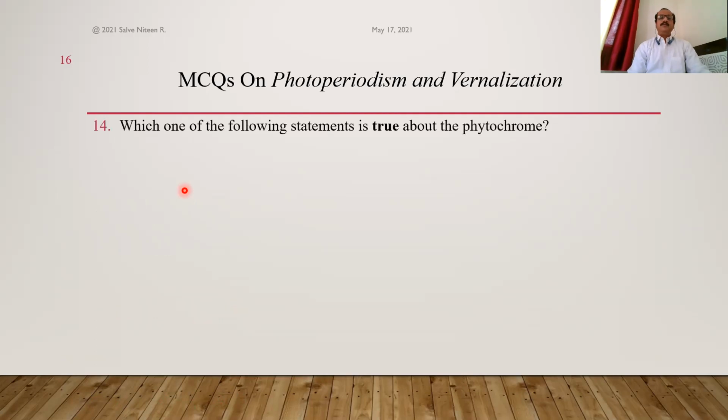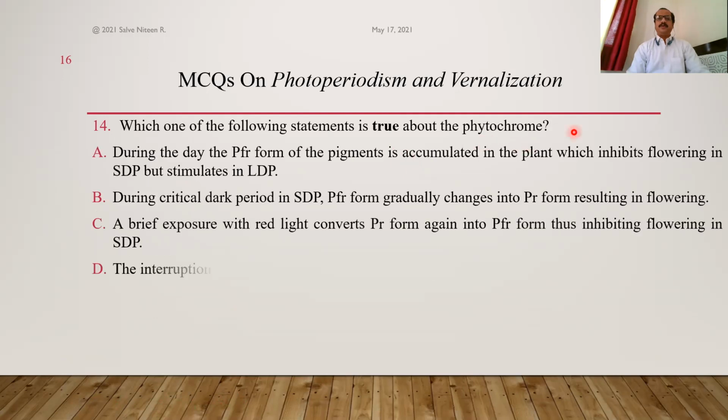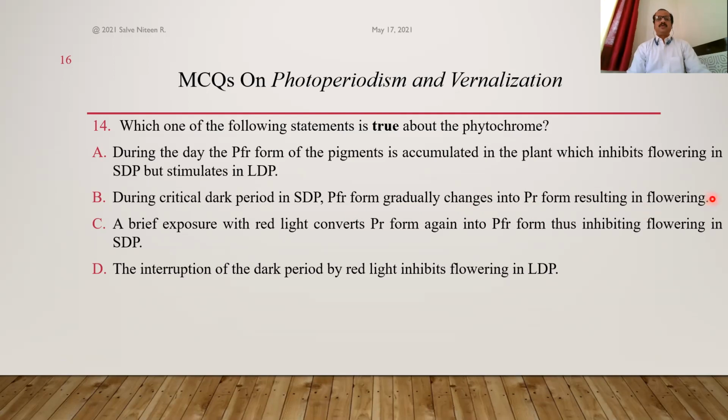Which one of the following statements is true about the phytochrome? You have studied what happens during daytime. The phytochrome far red form of this pigment is accumulated in the plant, which inhibits flowering in SDP but stimulates it in LDP. This is right. And during the critical dark period, what happens in SDP? Phytochrome far red form gradually changes into phytochrome red form, resulting in flowering. So throughout the night, PFR is converted into PR form and therefore it is responsible for producing flowering in SDP. This is also right.